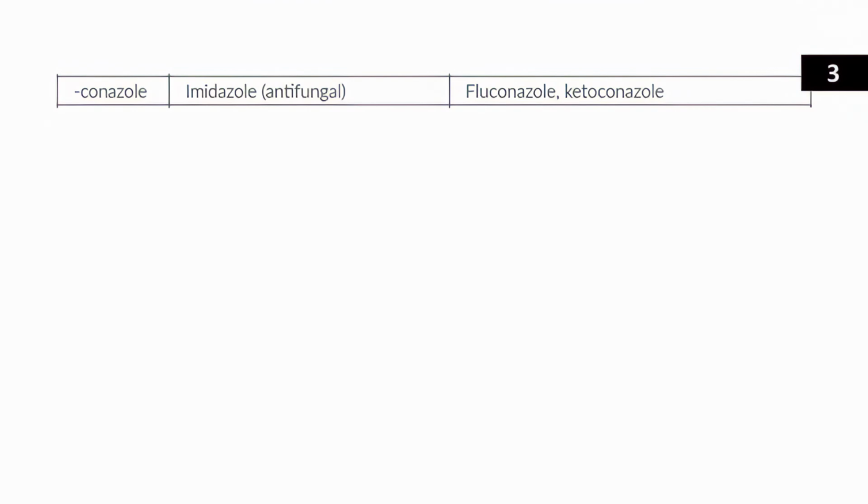But the problem with calling them azoles is that there are other drugs ending in azole, like metronidazole, which is an antibiotic, not an antifungal. And there's mebendazole, which, like we just mentioned, is used for worm infections. But if you see conazole, definitely antifungal.